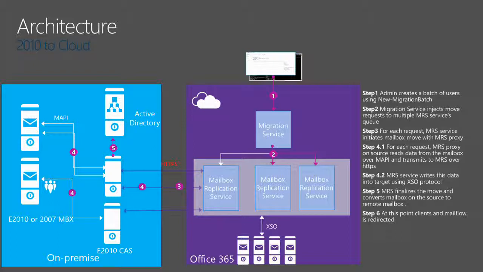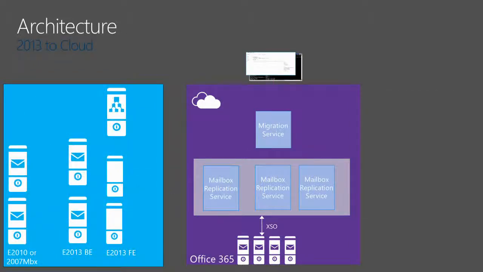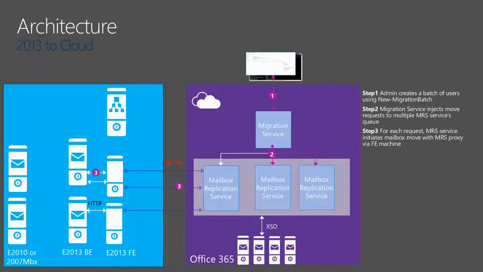And at this point, the clients and mail flow get redirected to the cloud. It's very similar in the 2013 model as well. However, there are a couple of differences, and I'll highlight the difference. Again, the admin kicks off. The new move request is created underneath. Requests go out to the 2013 front ends. This is where the difference lies.